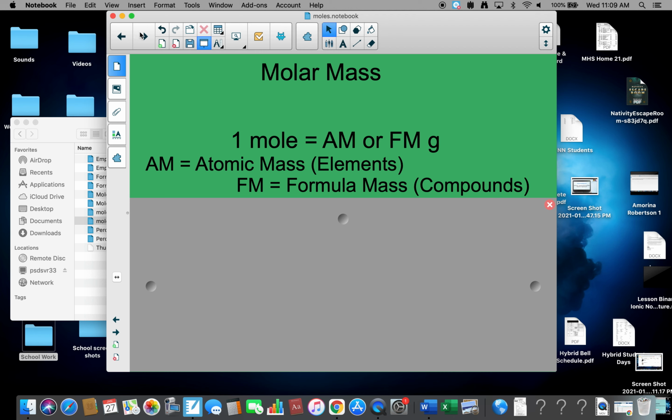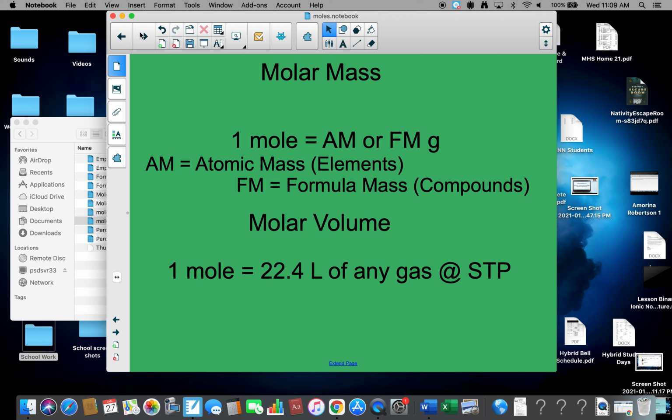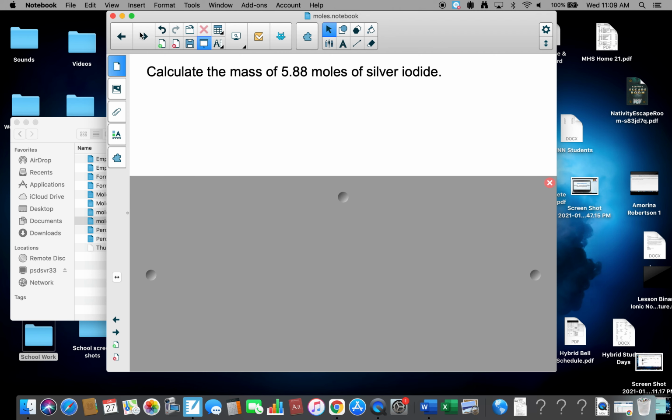But what happens if it's not a mass? What happens if it's a volume? Well, molar volume, 1 mole is equal to 22.4 liters of any gas at STP. But understand, this is only for gases. Solids and liquids, this does not apply. What is STP? STP stands for standard temperature and pressure. We'll talk about that more later when we get to gas laws. All right, so let's look at a problem here.